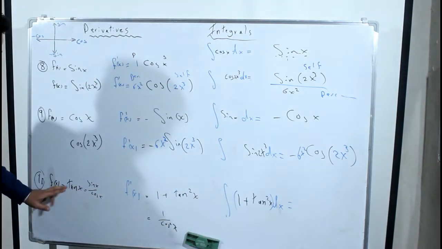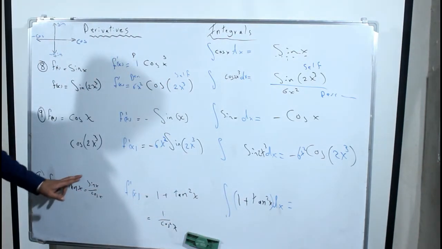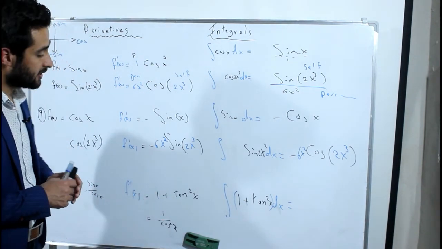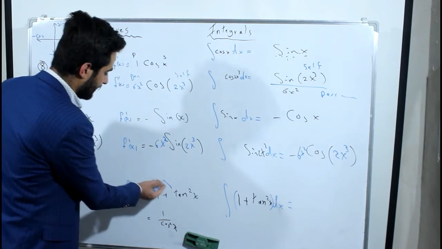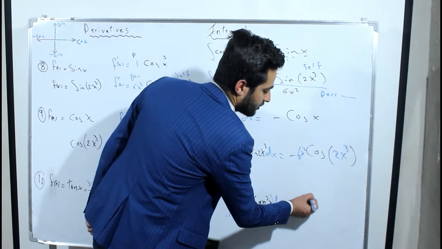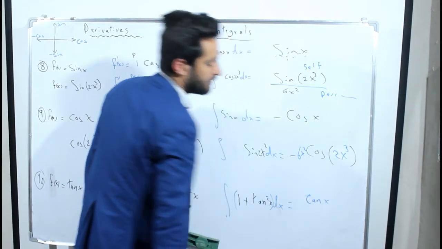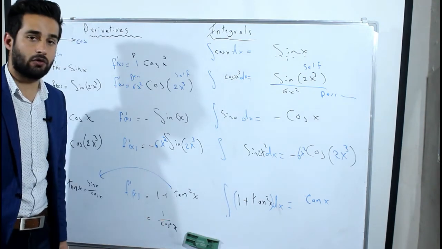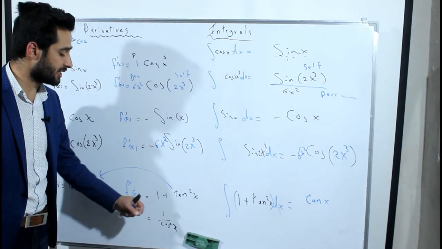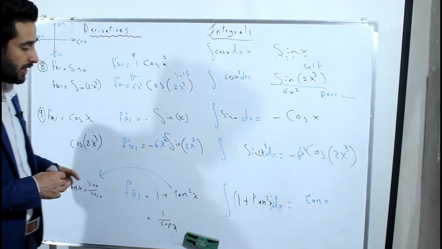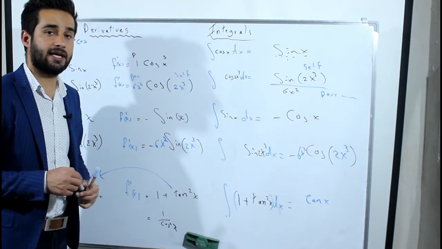We have here tan x, whose derivative is equal to 1 plus tan square x. So we can say the antiderivative or integral is equal to, again, tan x. So the answer is so easy, it is equal to tan x. Even if they ask you what is the integral of 1 over cosine square x, it is again equal to tan x.